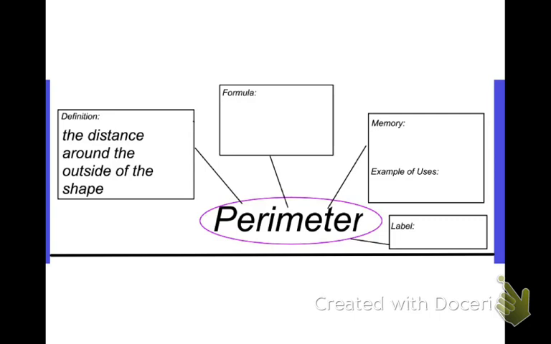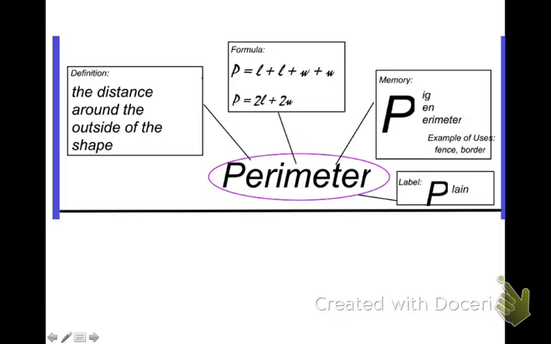Fill in the definition for perimeter, the distance around the outside of a shape. The formula for finding the perimeter of a rectangle would be to add all of the sides, 2 lengths plus 2 widths, or 2 times L plus 2 times W.